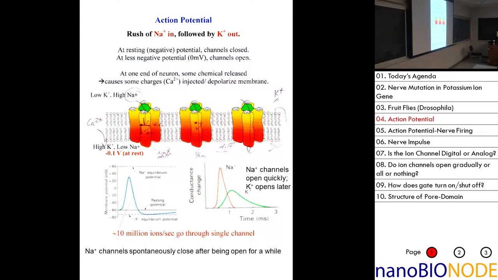Okay. Is it clear? Okay, the question is, how can you have these positive ions flowing, either in or out, but yet you're talking about it resulting in a positive potential or negative potential, right? So how does that work?